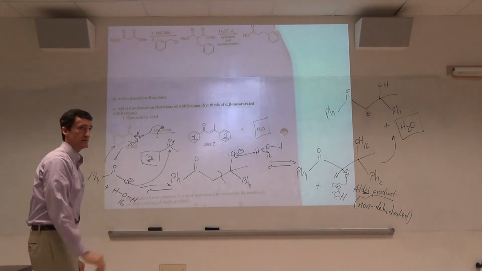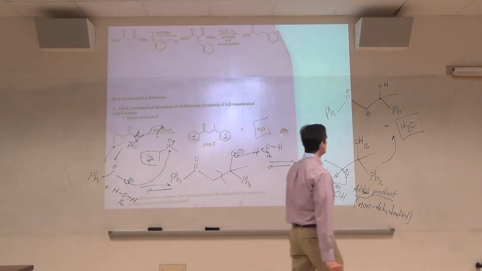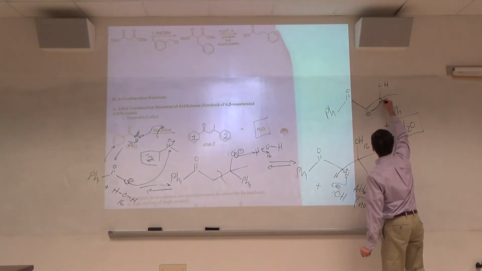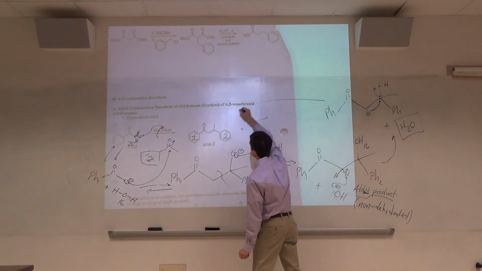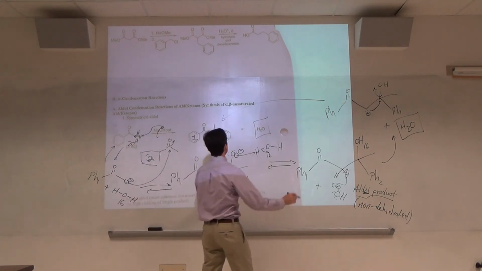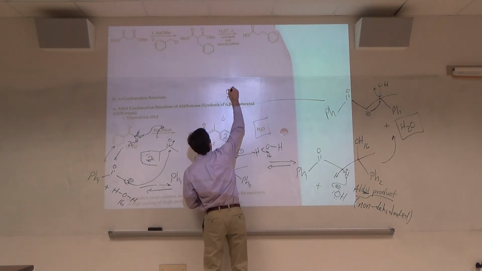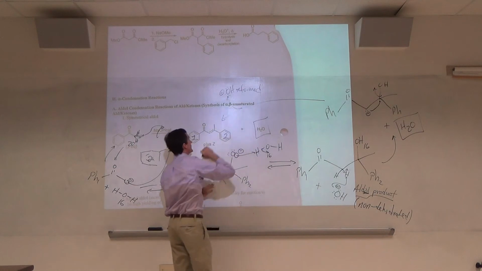Now from there, how do we get the final product? Anytime you make a pi bond and kick off a leaving group, that's easy to do. And what does that give? That gives that plus what? Plus our catalyst.